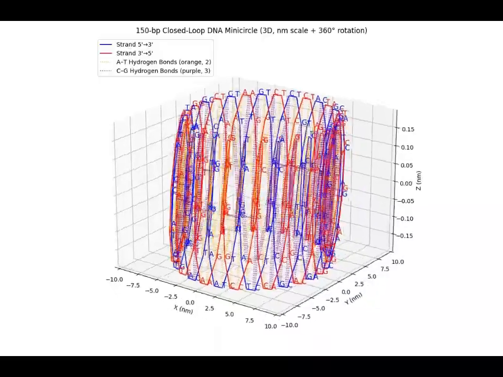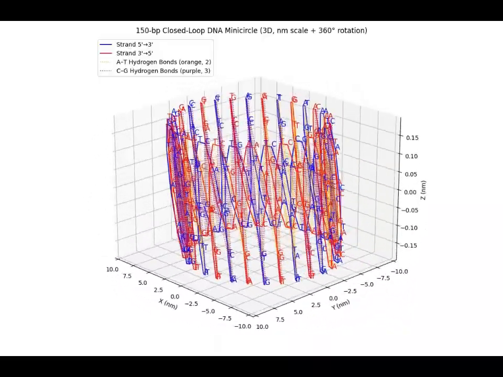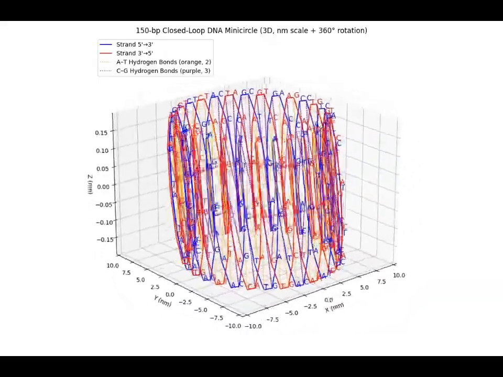According to the framework, yes. Its curvature and torsion are not arbitrary geometric properties, they're the physical expression of the mod 4 partition. The minicircle is, in that sense, a physical instance of the KT label generator.